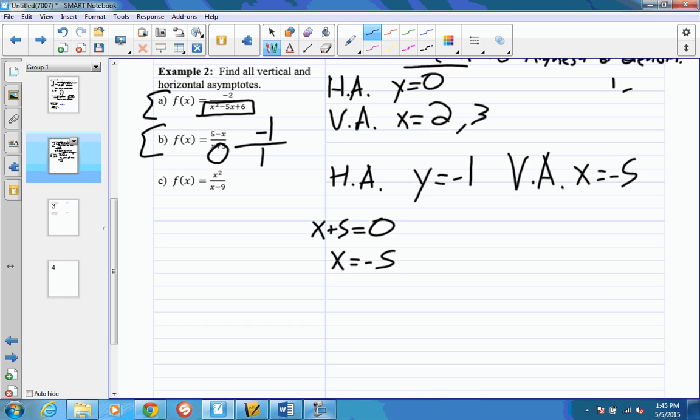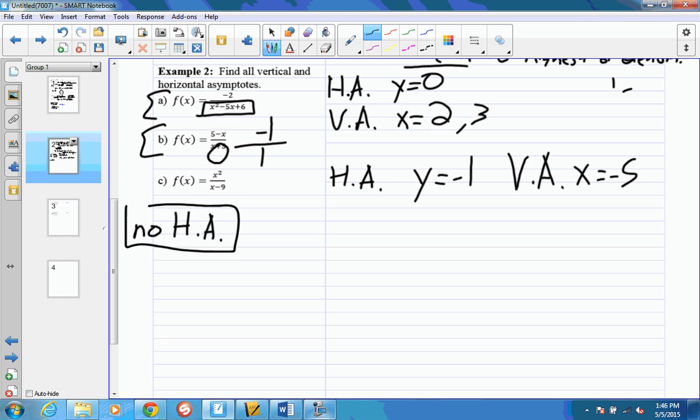Good. Last one. Start with HA, horizontal asymptote. Highest power in the numerator? 2. Highest in the denominator? 1. So what rule is this? Rule 3. How nice of me that I went in order, right? When the numerator's highest power is larger than the denominator's, where's my horizontal asymptote? Nowhere. I don't have one. So you could write on here, no HA. That'd be fine. Or HA equals none. Or something like that.